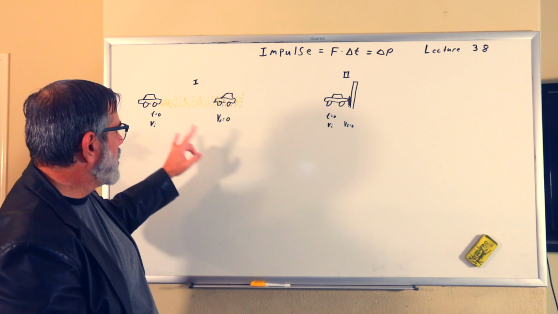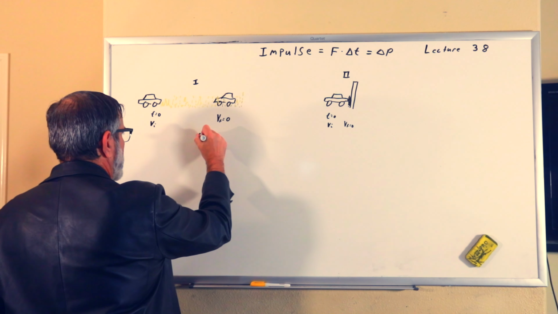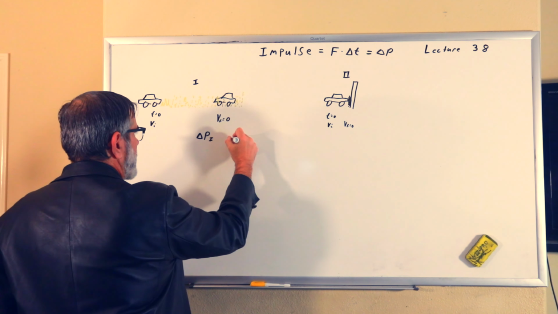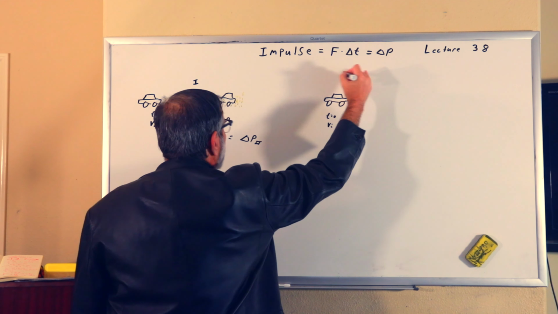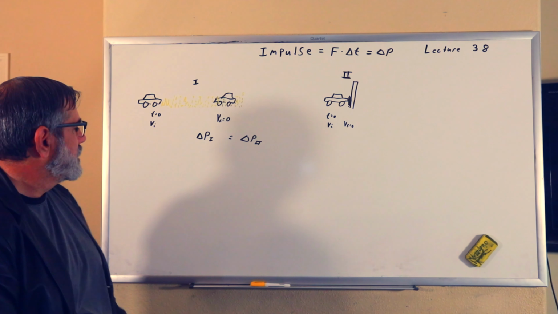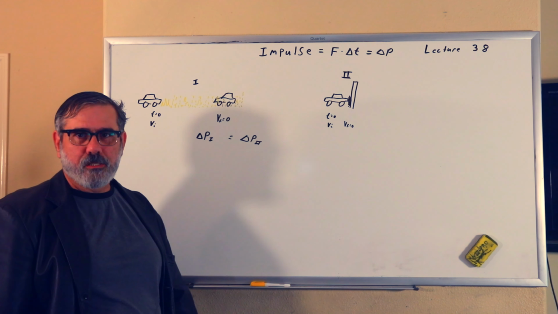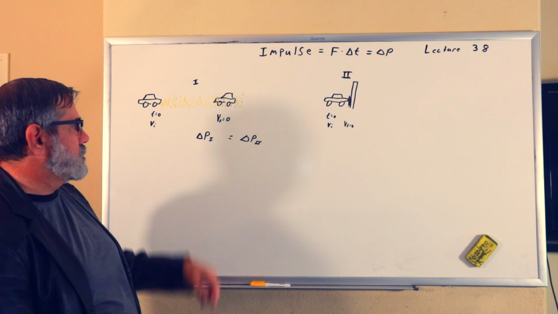So the change in momentum is the same in both cases here. Delta P1 is equal to delta P2, Roman numeral 1 and Roman numeral 2. So the change in momentum in both cases is the same. So what's the difference in these two pictures?